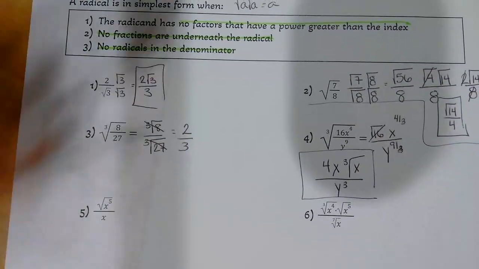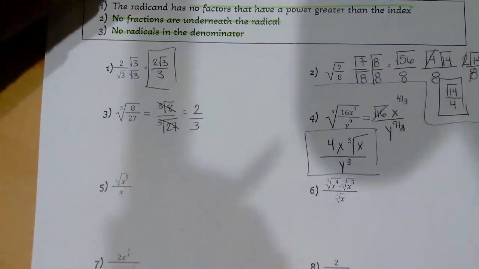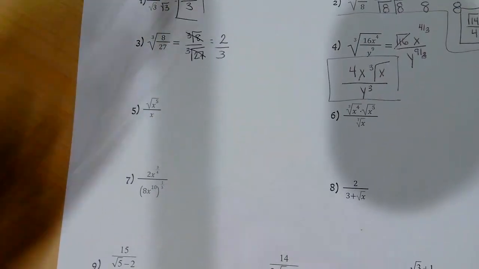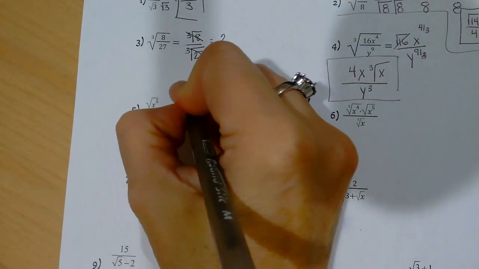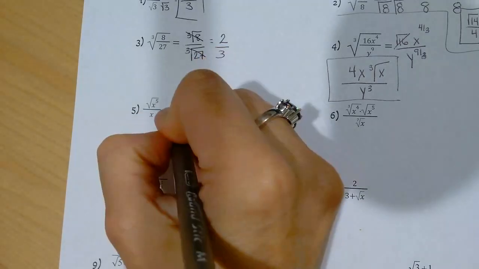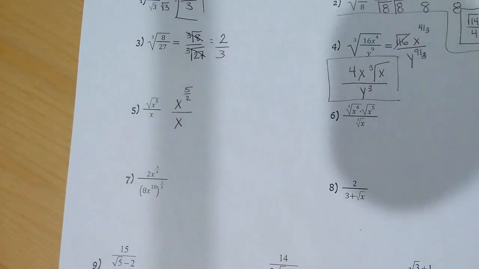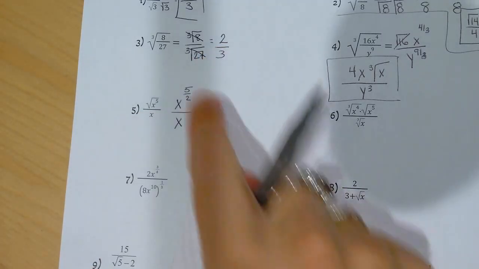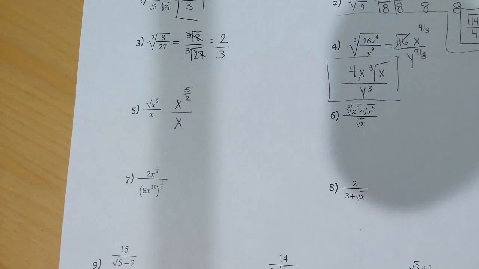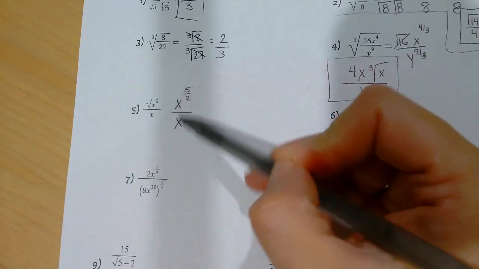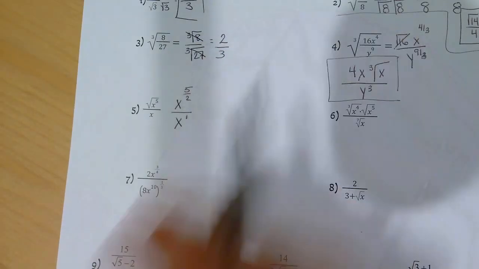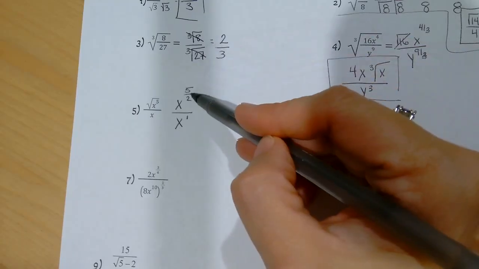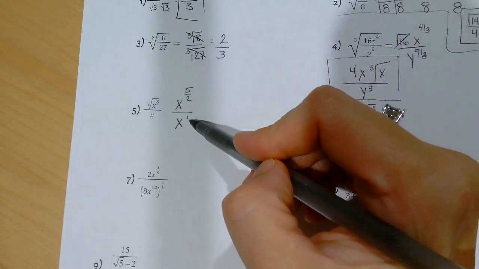All right, let's look at 5. I'm going to rewrite this as x to the 5/2. Lots of fractional exponents. And now I'm saying, oh, this is elementary. We've been doing this for a long time, since Algebra 1. When I divide, I do what with the exponents? Subtract. So it's 5/2 minus 1.